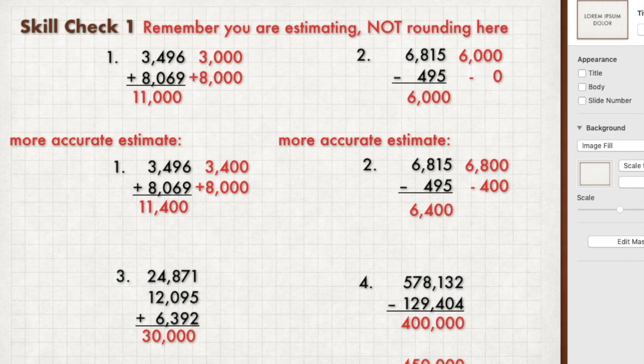For number 2, I'm doing the same thing. I'm making it more accurate. Instead of just the thousandths place, I'm adding both the hundredths place and the thousandths place.